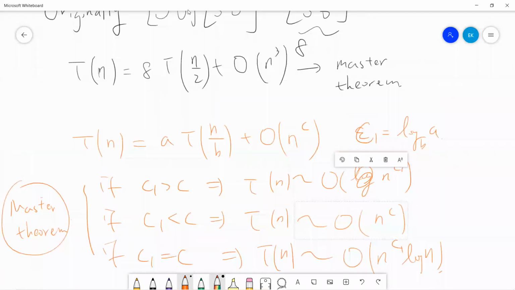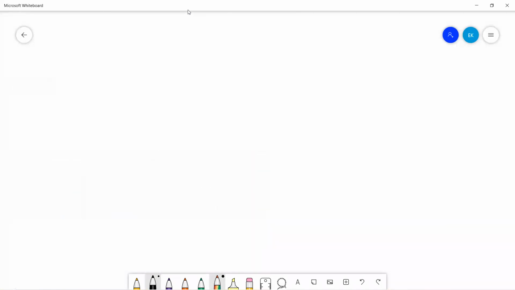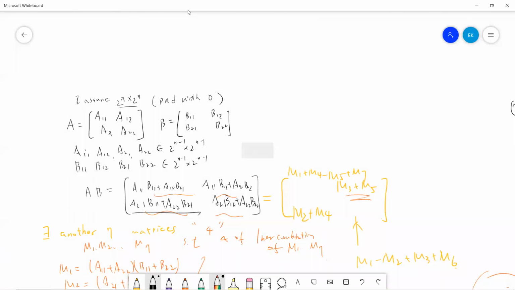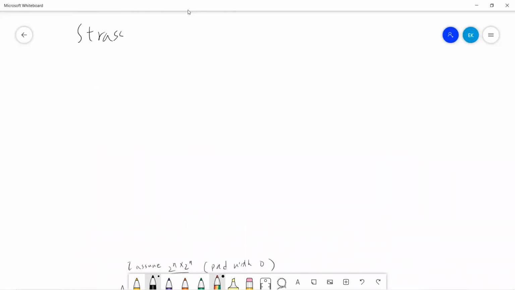If I apply the master theorem on this, then I get C1 is just log base 2 of 8, so I get 3. So the standard algorithm gives me O of n cubed. Okay, so how about I use Strassen's algorithm?